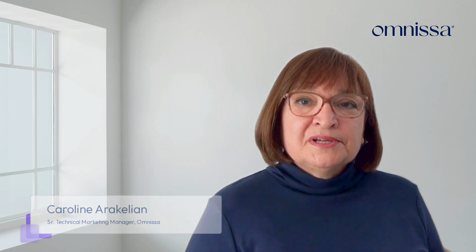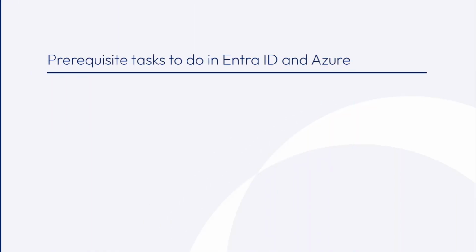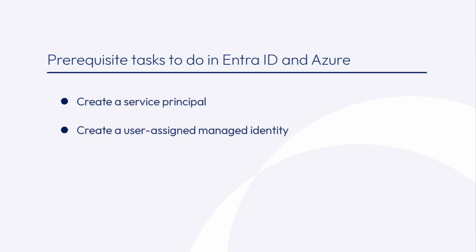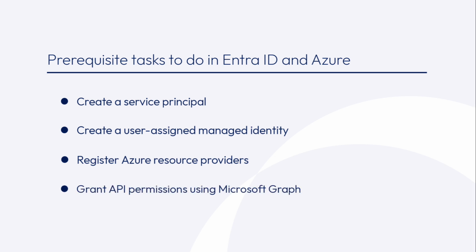In this video, we'll go over a few of the tasks that you need to do in Microsoft Azure before you can deploy Horizon Edge on that cloud platform. We'll create both a service principal and a user-managed identity. We'll also register the required Azure resource providers that are not already registered by default. Finally, we'll go into Entra ID and grant API permissions so that machines can be joined to Entra ID.